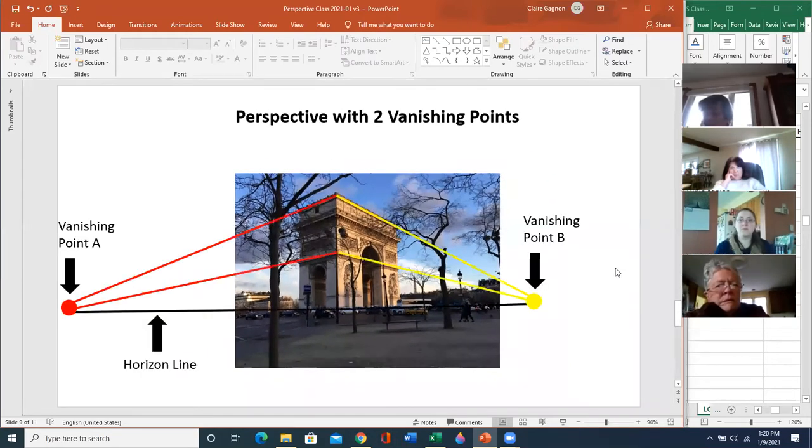If I look at this one, you can see I put in yellow and in red the two different vanishing points and how the lines point towards the vanishing point on either side. The horizon line, this eye level, is right here, and both vanishing points are on the horizon line. This building here is a rectangular building, similar to a house. When you're looking at a house sideways, oftentimes there are two vanishing points, one on either side. Are there any questions on the concepts of vanishing point?